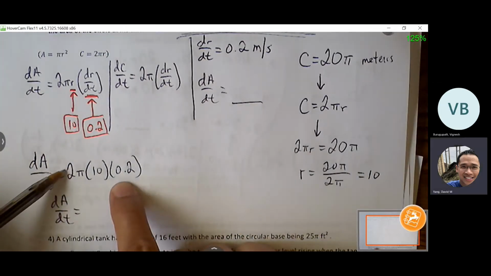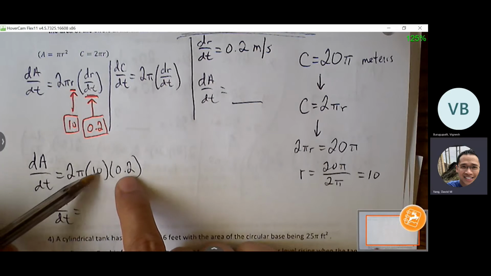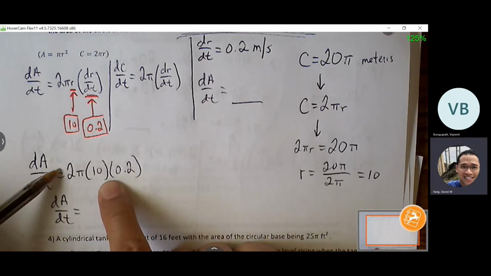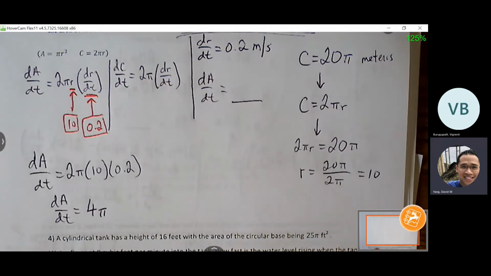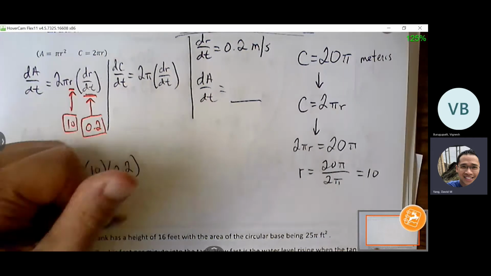Clean this up. 1/5 times 10 is 2. 2 times 2 is 4. Or use your calculator, it's fine. Units of measure? Meter squared per second. Yeah.